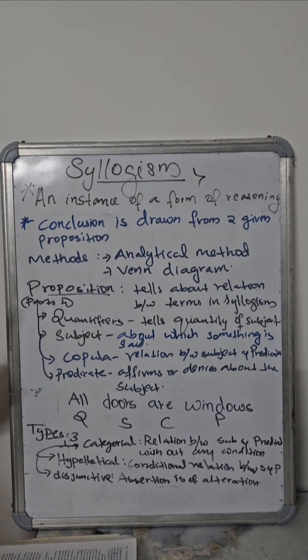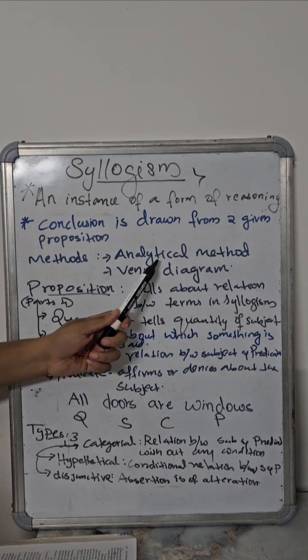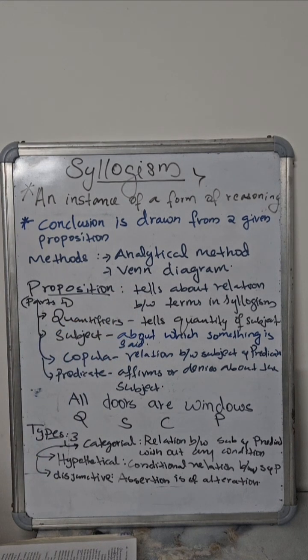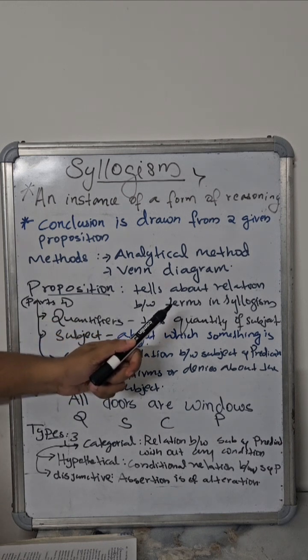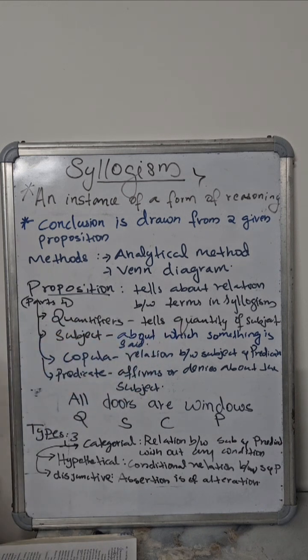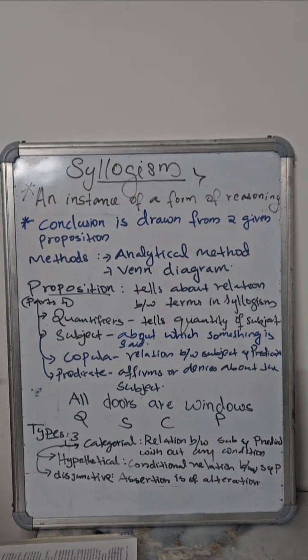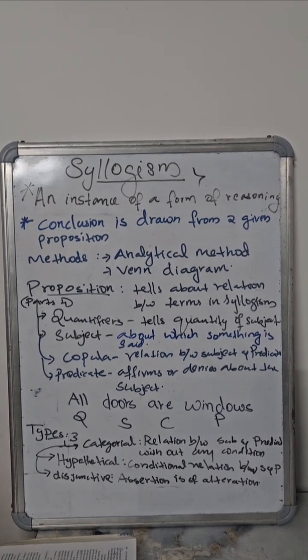assumed propositions. So, there are basically two methods for finding syllogism, that is the analytical method and using Venn diagrams. Venn diagrams have been discussed in the previous unit as well. Now let's see what a proposition is. A proposition tells about the relation between terms in a syllogism. Propositions are basically statements which tell us about the relation between two or more terms in a syllogism.